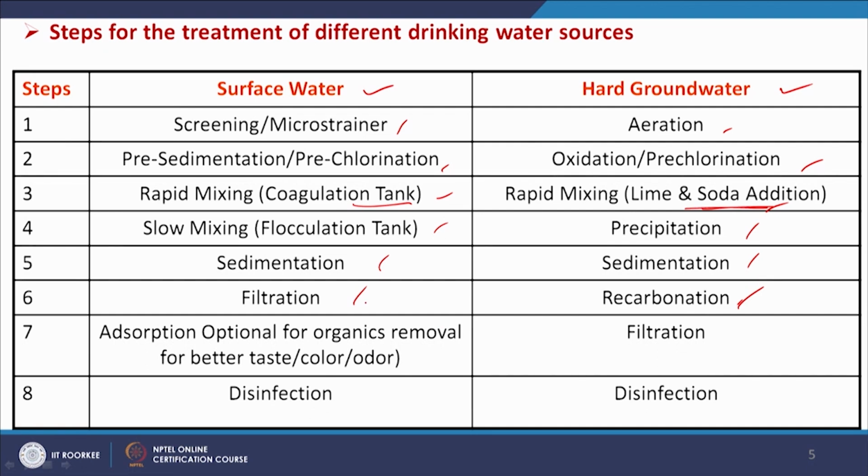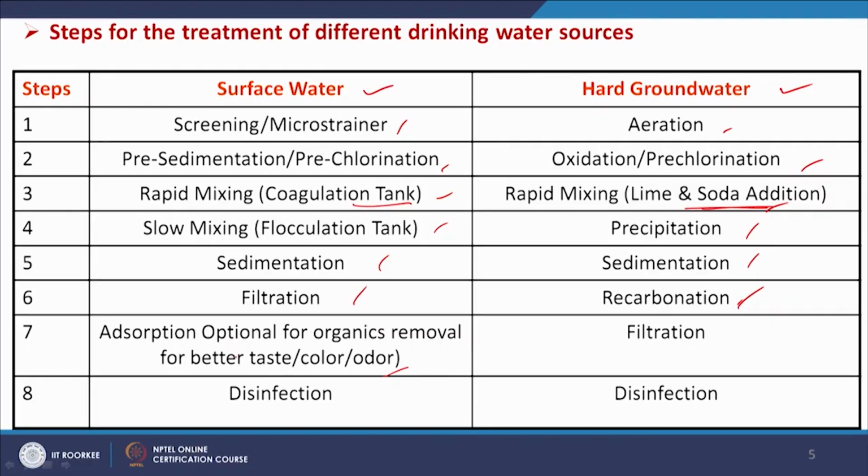Then filtration is common for both cases, and adsorption is optional for organics removal for better taste, odor, etc. when we are considering river water or reservoir water. BOD and COD may be present in this, but normally in hard groundwater BOD and COD are not available. So in that case adsorption may be made optional for organics removal for better taste, odor and color, and disinfection is common for both sources.